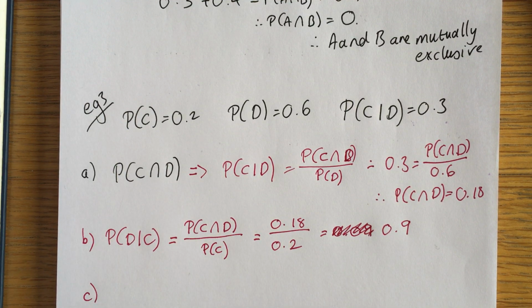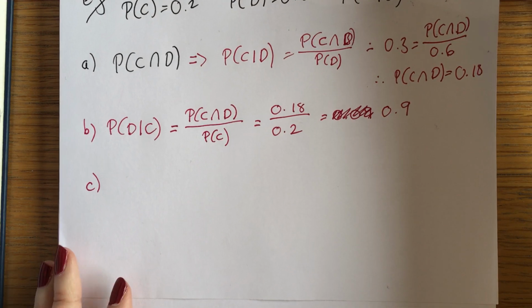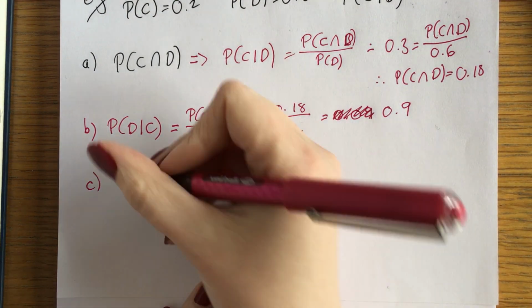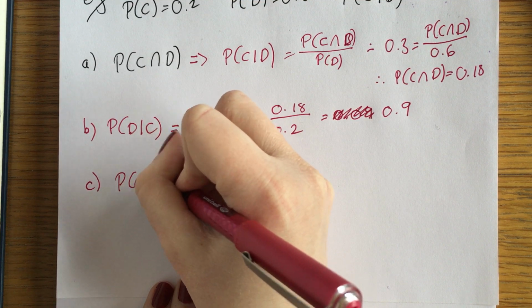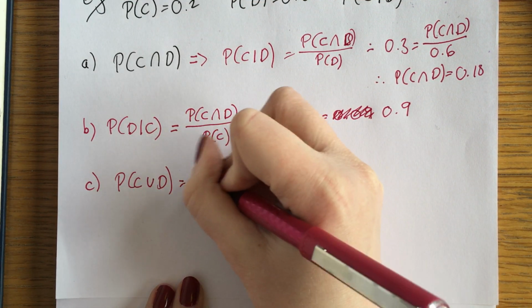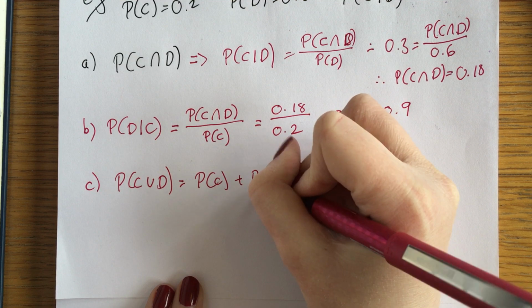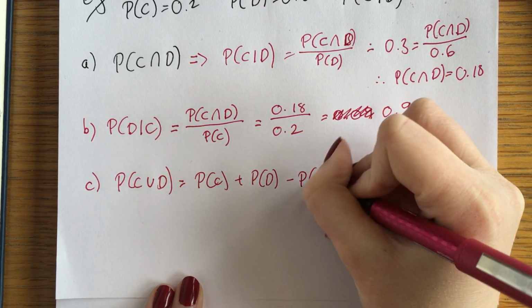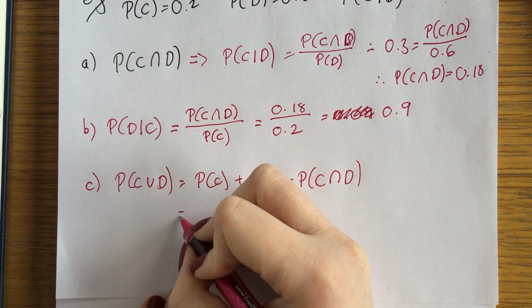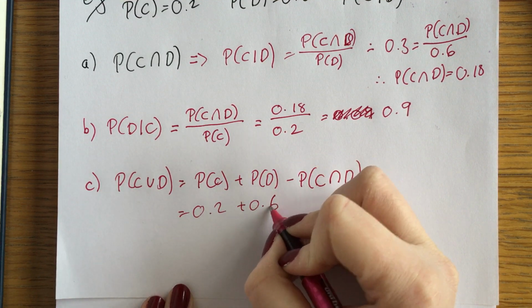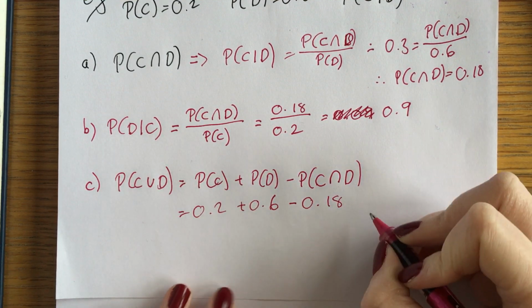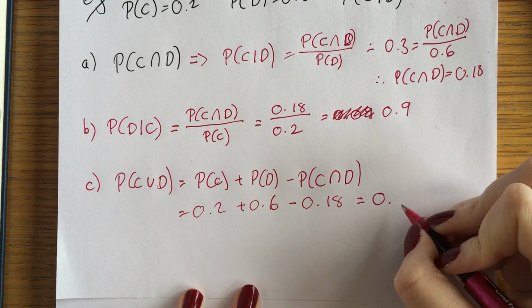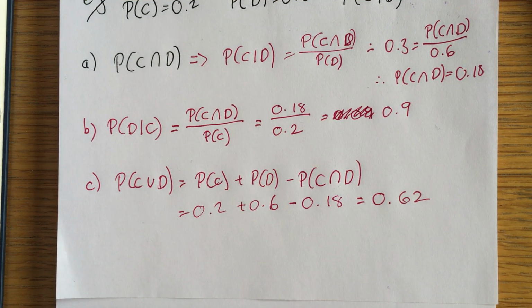And finally, of this section C, if I can move my sheet up, the probability of C union D. Well, now I can just do the probability of C plus the probability of D, subtract the probability of their intersection. So 0.2 add 0.6, subtract 0.18, which is 0.62. So as long as you've got these formulae, these questions are really, really straightforward.